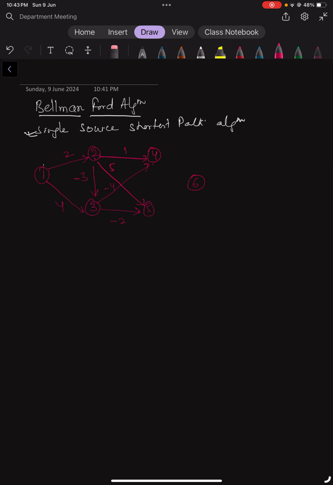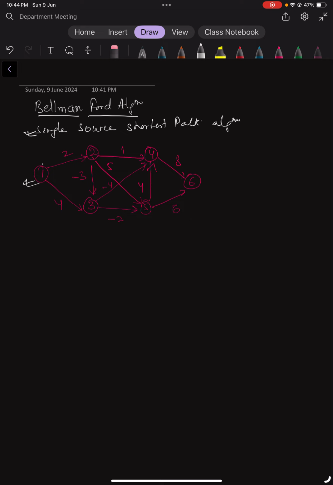as 5, and here 5 to 4 we have with the distance 4, and 4 to 6 we have 8, and also 5 to 6 we have one more edge with the distance 6. And let us consider the first vertex as the source vertex. Let 1 be the source vertex.